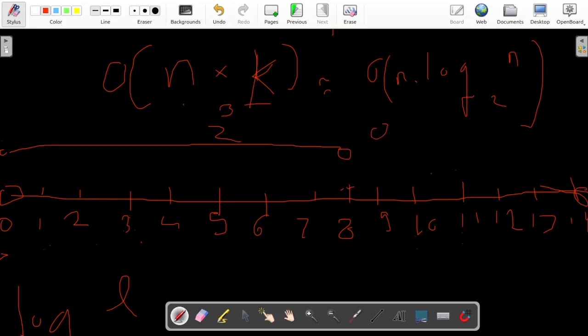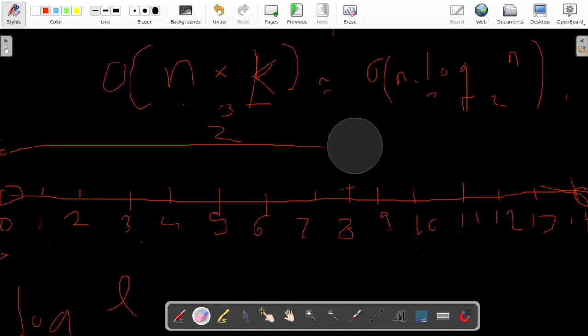Then from 9, we will go till somewhere around 12. That is 2 to the power 2. Because if you consider 2 to the power 3, again we will go out of range. Then again you will consider a segment of length 2 to the power 1.